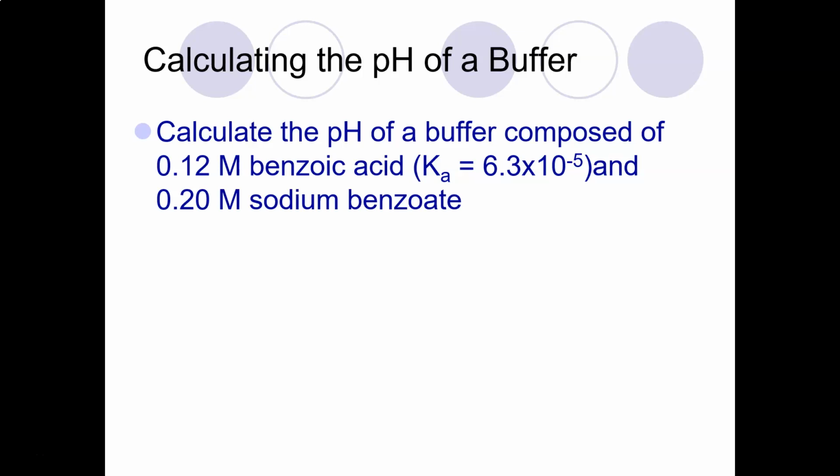So the problem says calculate the pH of a buffer consisting of benzoic acid, which is a weak acid, and sodium benzoate, which is a weak base. So I can use the Henderson-Hasselbalch equation. So when I do that, pH equals the pKa. Well, I was not given the pKa, I was given the Ka.